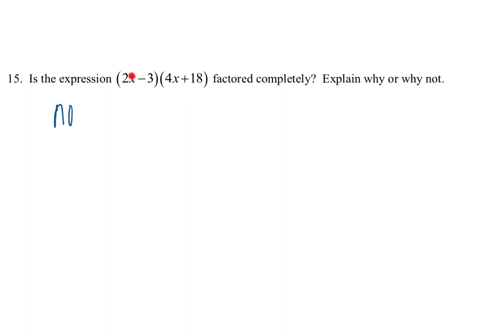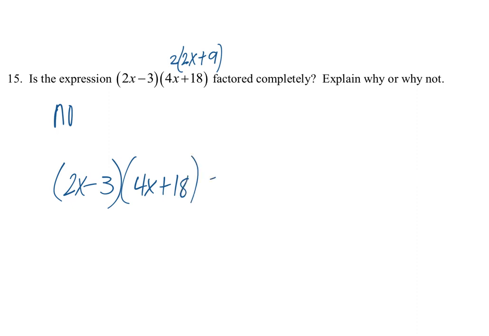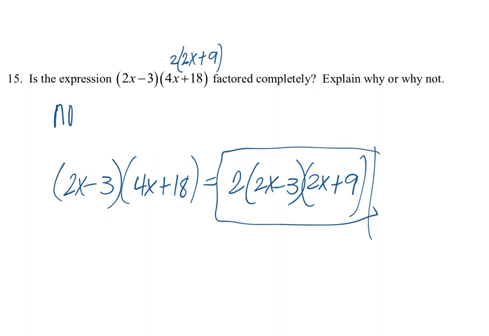Looking at 2x minus 3, that does not have a GCF. But 4x plus 18, I can really take a 2 out and be left with 2x plus 9. So 2x minus 3 times 4x plus 18 really equals 2 times 2x minus 3 times 2x plus 9. And I didn't have to write that in any certain order. But really the answer to the question was no.